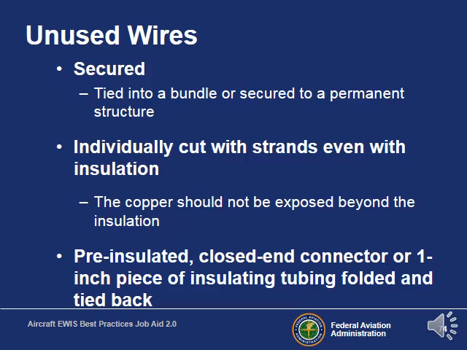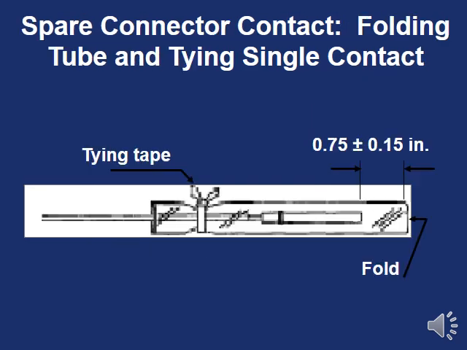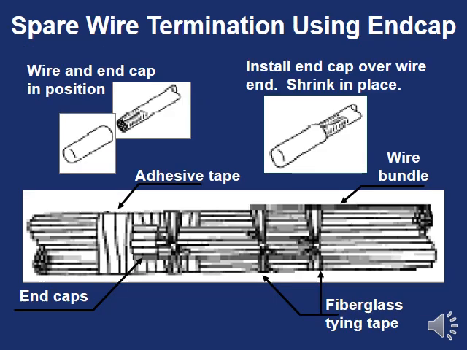We talked about unused wires as well. They need to be secured. They need to be individually cut with the strands, even with the insulation. The copper should not be exposed. And then they should also be insulated and closed. So, in some cases, you can use sleeving and tie it back to the outside of the wire, and then make sure that the wire is bundled in with the rest. In this case, you can also use a protective cap and then tie the wires all back in with the rest of their bundle.